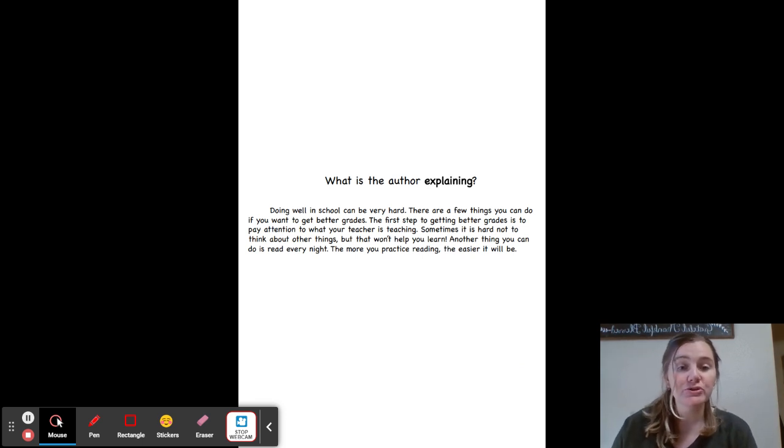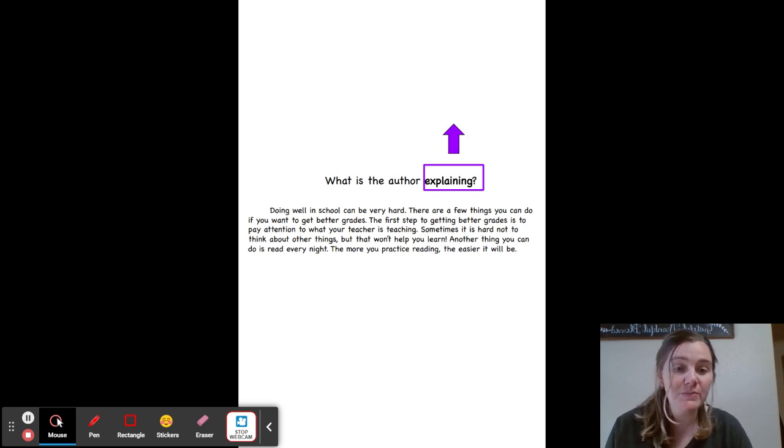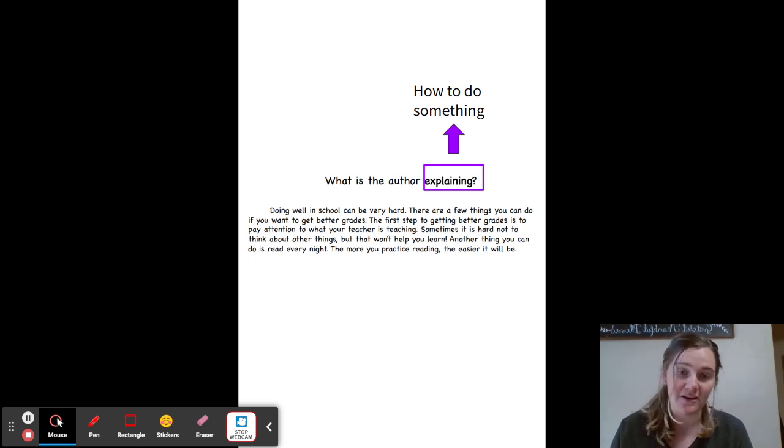I would start off by showing the students how to look in the passage to find keywords and to find evidence to support their answers. For this passage, it says, what is the author explaining? I will remind students that when the author is explaining something, it's telling us how to do something. And we look for keywords such as first, then, next, finally.